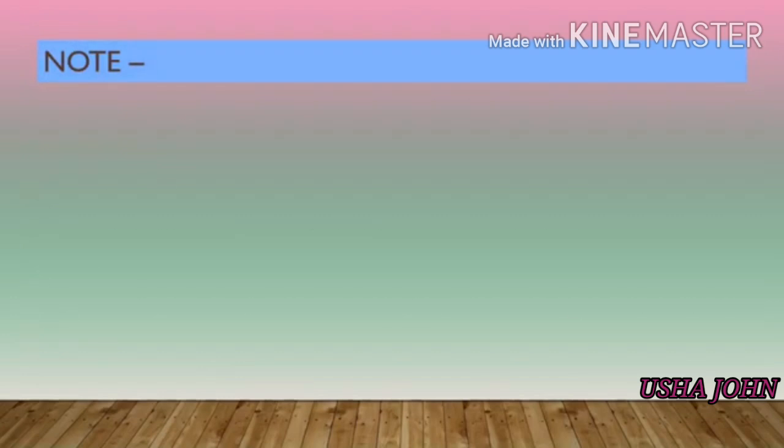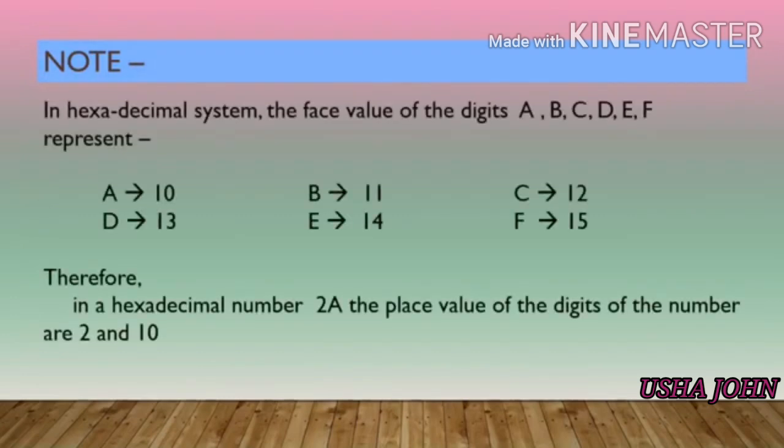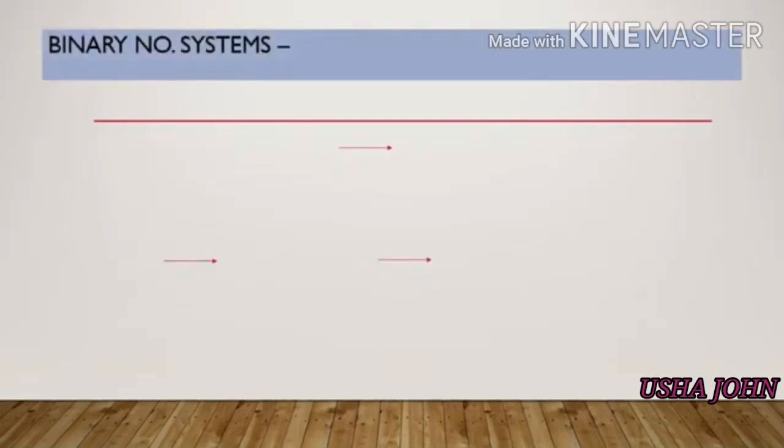Now I will give one note. Later we use this note. In the hexadecimal system, the face values of digits A, B, C, D, E, F represent A is 10, B is 11, C is 12, D is 13, E is 14, F is 15. Therefore, in hexadecimal number 2A, the digits of the number are 2 and 10. A represents 10. 2A means 2 and 10.